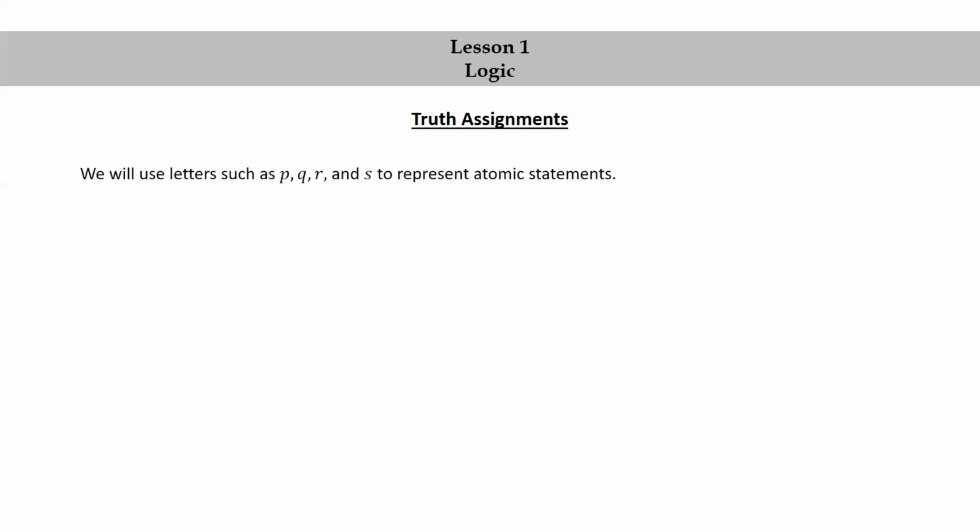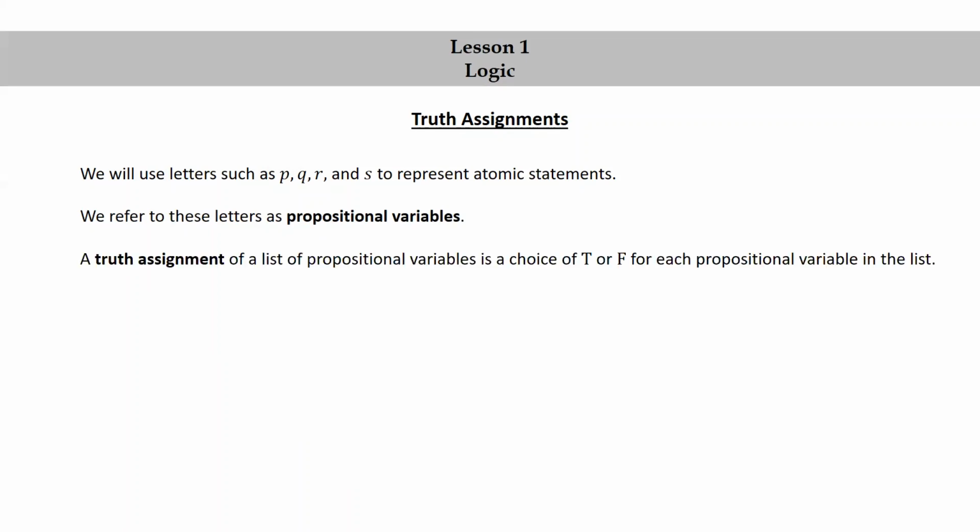Truth assignments. We will use letters such as P, Q, R, and S to represent atomic statements. We refer to these letters as propositional variables. A truth assignment of a list of propositional variables is a choice of T or F for each propositional variable in the list. Let's look at an example.